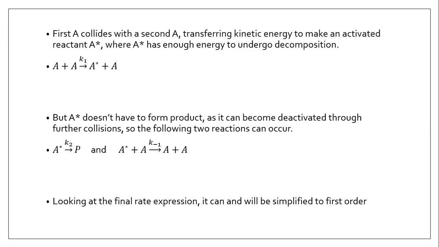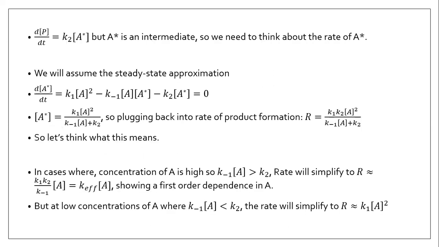But A star doesn't have to form product, as it can be deactivated through further collisions. So the following two reactions then occur. A star could react to form product, or A star could recollide with a low energy A to go back to two medium energy A's. So we have this reverse reaction. If you look at the final rate expression, it will be simplified to the first order.